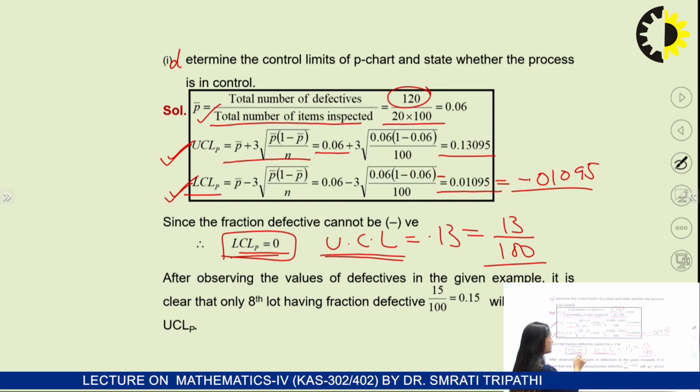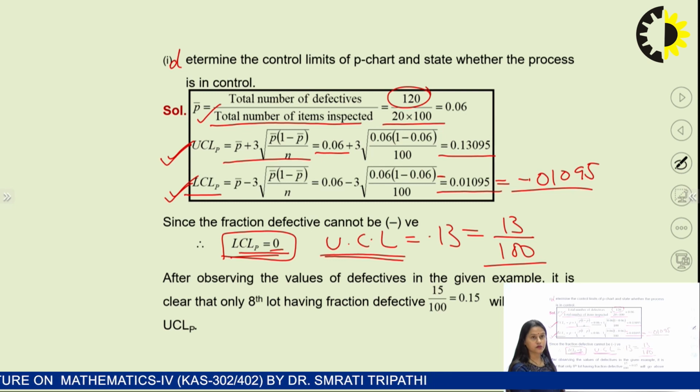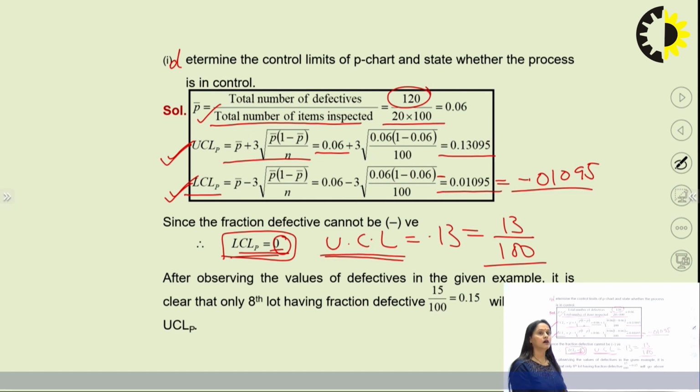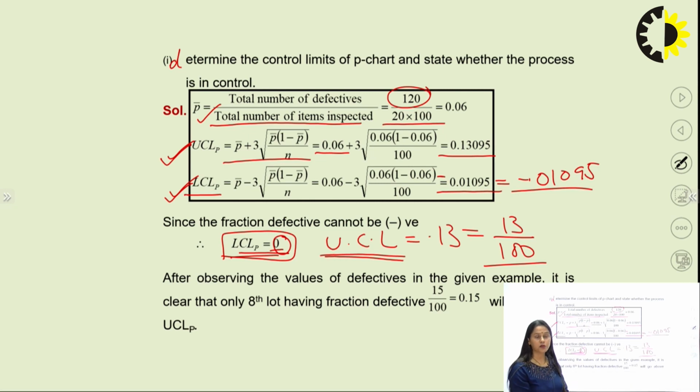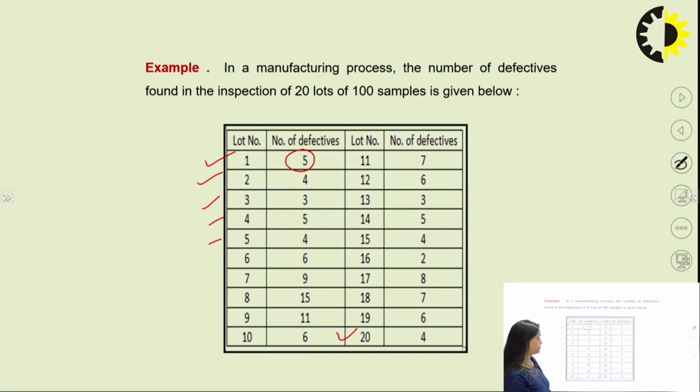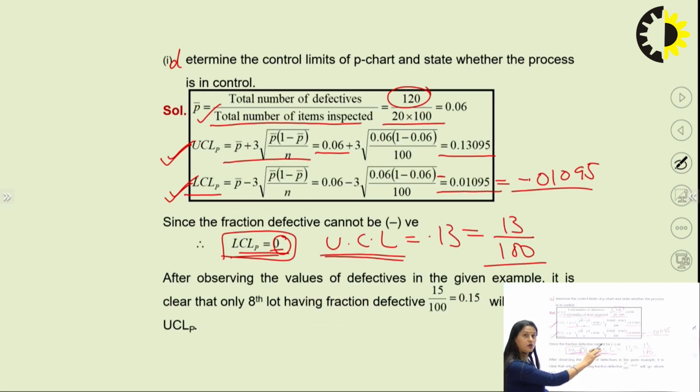The number of defectives cannot be negative, so that is why we are taking LCL as 0. And for the upper control limit, if the number of defectives is more than 13, we cannot consider it as an acceptable fraction defective. Now we will observe the given values. Here 5 are defective out of 100, so that is 0.05. And what have we decided? We have decided that if out of 100 more than 13 are defective, we will exclude that.